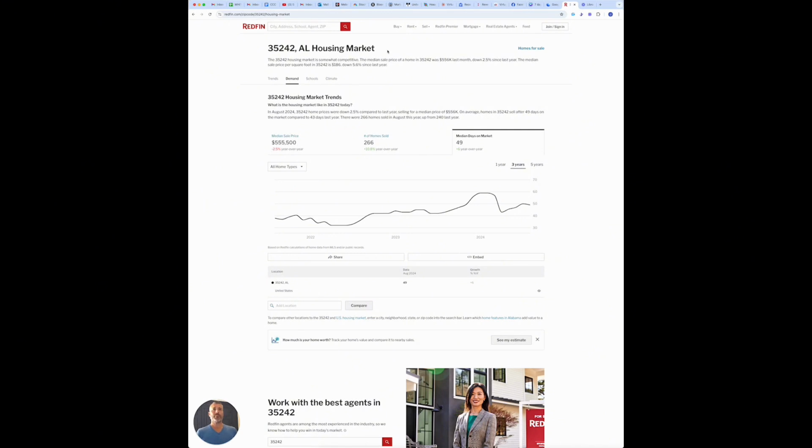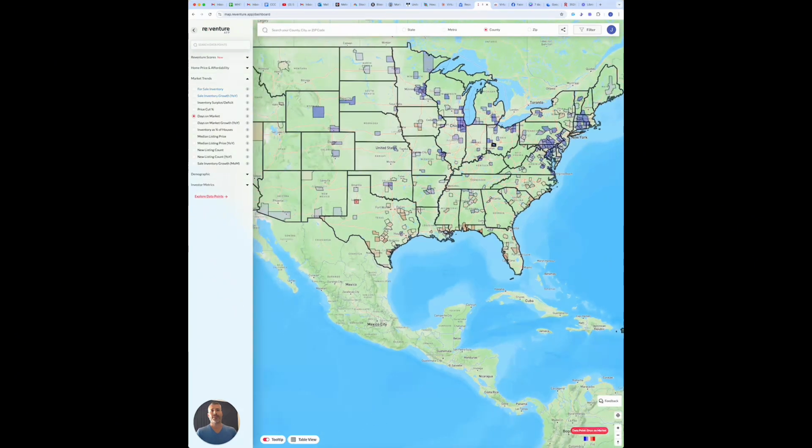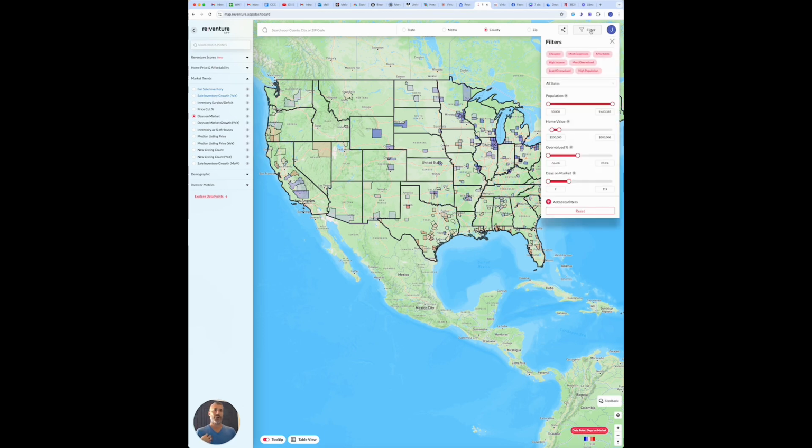The next is the paid resource. There's a bunch of them out there. One that we like to use is ReVenture. What I want to point out here, when you're looking from a national level, I have gone in and put some filters into ReVenture that fit our buy box.